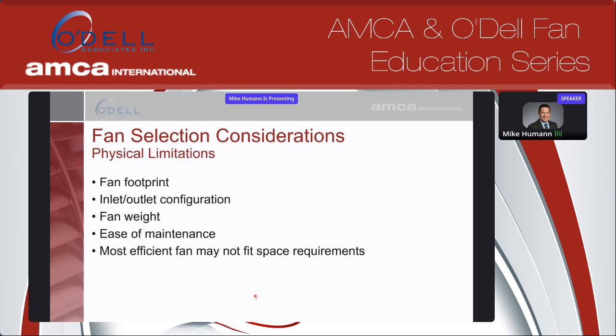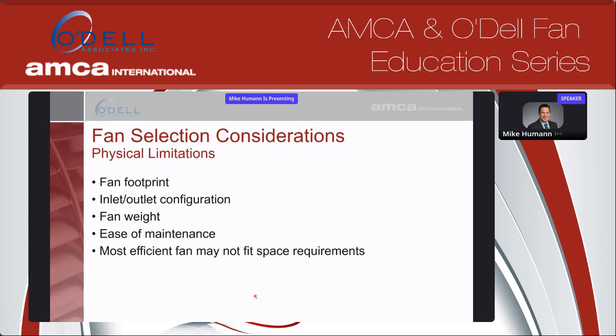Some of the physical limitations you're looking at are things like inlet outlet configuration. Do you need an inlet box or an elbow? It really depends where your ductwork is coming from. Also, fan weight, if you're up on a mezzanine or up on a roof, that's certainly something you may want to take into consideration when selecting a fan. Also, ease of maintenance. We talked about how certain fan arrangements help with maintenance. There are fewer parts, but also, if you need specific access to something that may be in a tight spot, you may want to make that known so the fan manufacturer can take that into account.